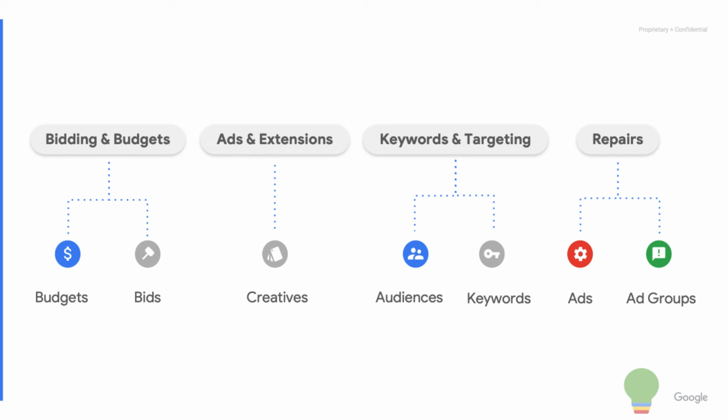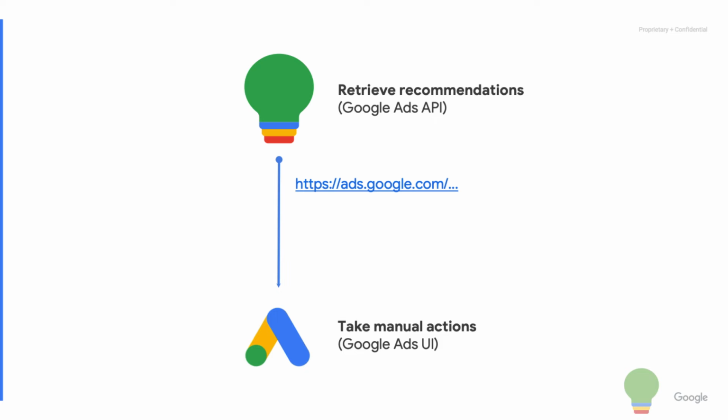Depending on the application, it may also be useful to enable recommendation types that are not fully supported by the API, but are supported in the UI. In that case, the best practice is to retrieve the Google Ads UI deep links associated with the recommendations from the API and redirect the end users there so that they can take manual actions.